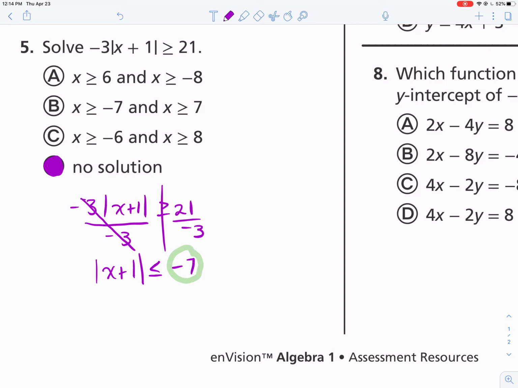You just need to be careful right away. Don't assume that if you see this number is negative, that automatically is no solution. You've got to make sure the absolute value part is by itself.